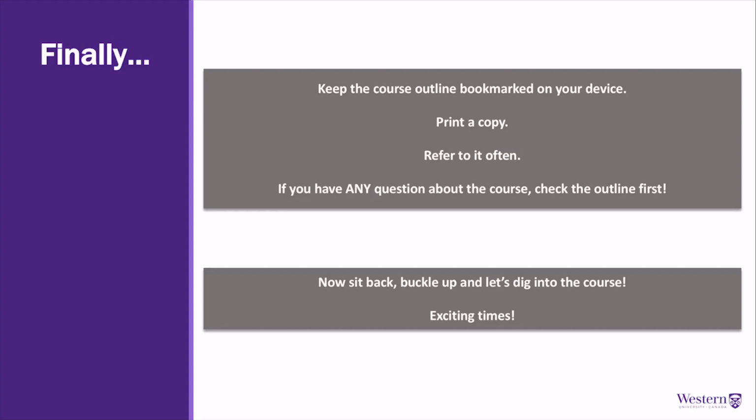All right, so this wraps things up. I really mean it: keep this course outline handy. Bookmark it on your device. Print a copy. Print 6 copies. Paste them around your room. Put them on the fridge in your apartment, whatever. If you have any question about the course in terms of the administration of the course, dates, how things will run, marks, whatever, check the outline first.